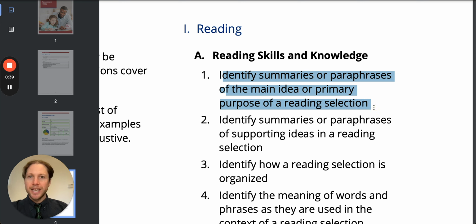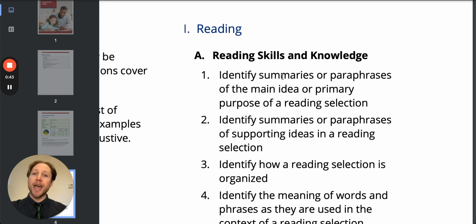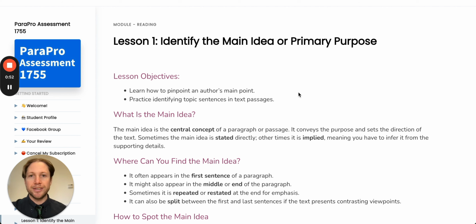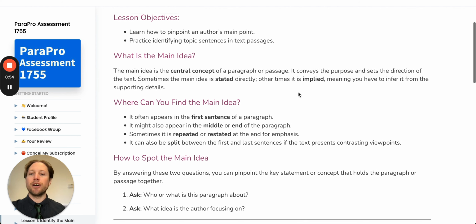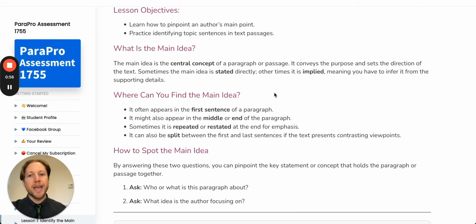So what does that mean? It means that on test day, you're going to be given a text passage, and you're going to be asked to identify the main idea of that text passage. So this video is going to teach you exactly how to do it and provide you with some practice. So let's first get started with what is the main idea.